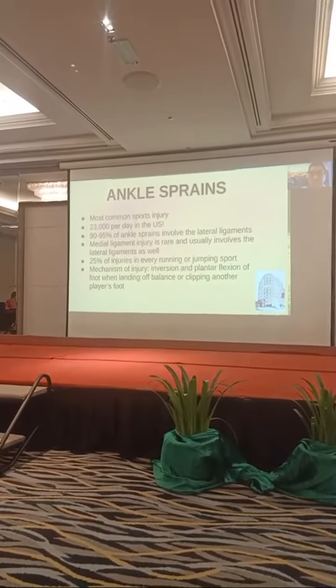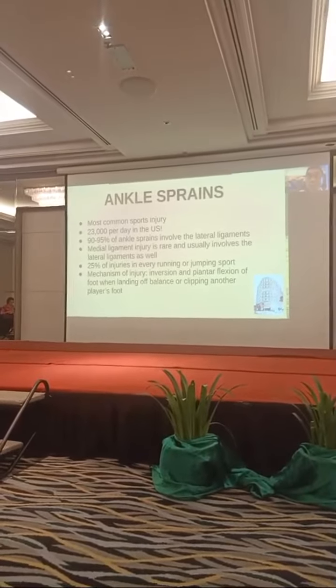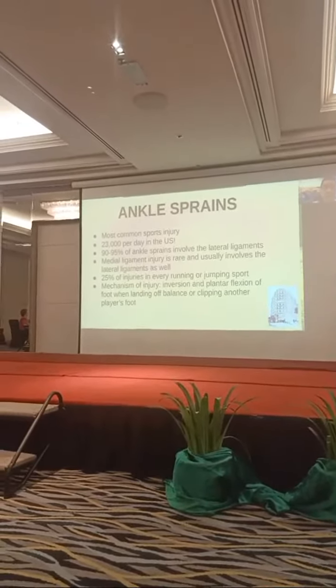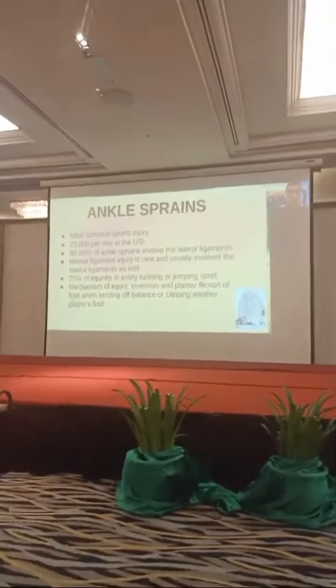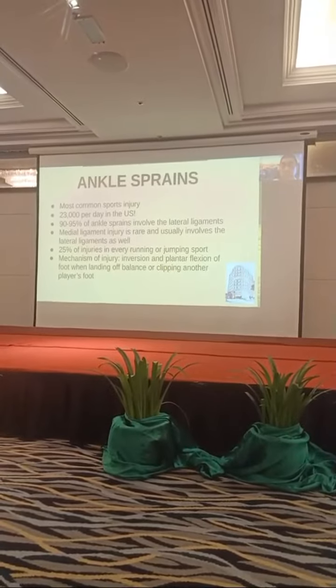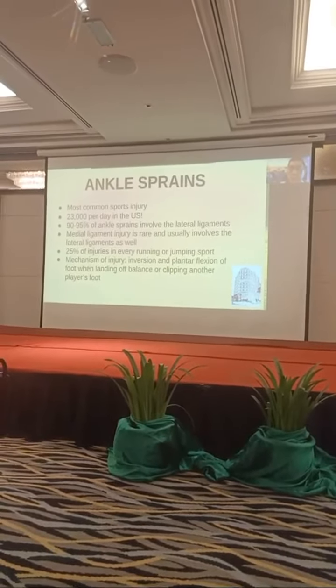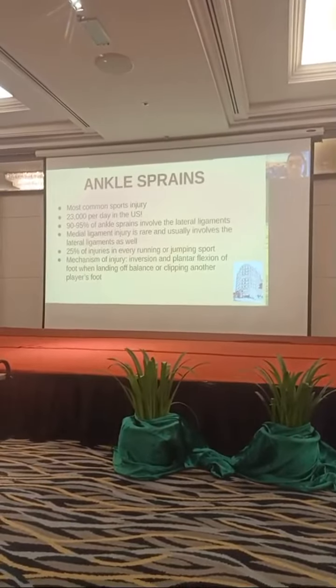Sprains a day in the US. Imagine what that does to aircraft sales. 90 to 95% of ankle sprains involve the lateral ligaments, and the medial ligament injury is rare, and it usually involves the lateral ligaments as well. 25% of injuries in every running or jumping sport are ankle sprains.